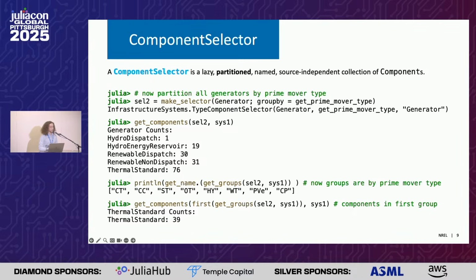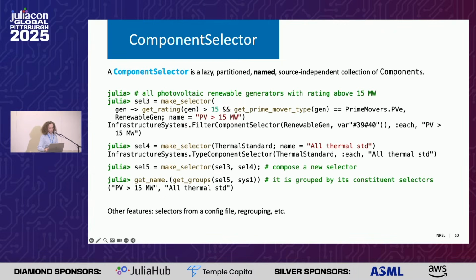And then those groups are themselves component selectors. If you get one of those groups, you can call get components on it, and you can see that it returns a subset of the get components of the top level selector. All right, more component selector stuff. Here we're specifying a filter function to further specify what we want to include at all in our selector.